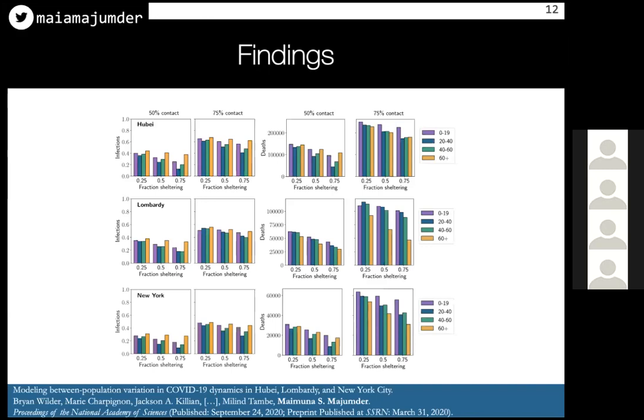Furthermore, the impact of sheltering in place was itself impacted by the level of physical distancing undertaken by the rest of the non-sheltered population. Here, 50% contact and 75% contact rates, which represent 50% and 25% reductions in the number of contacts, are shown, with starkly different outcomes with respect to infections, shown left, and deaths, shown right, in our three populations of interest.